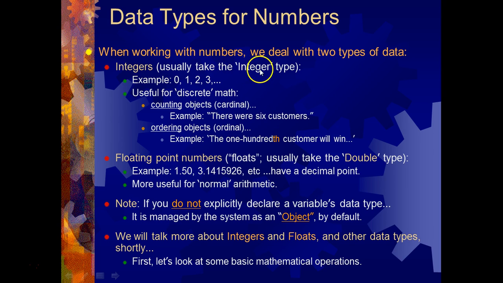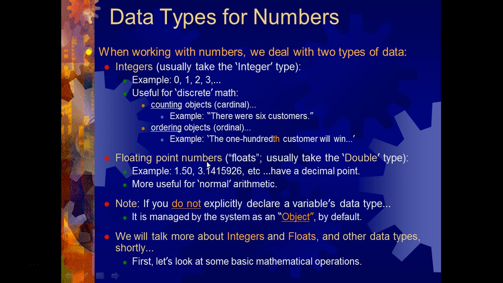Integers usually take the integer type. So these are examples of integers, and that's useful for discrete math like counting objects. There were 6 customers. The 100th customer will win. So these are examples of integers.